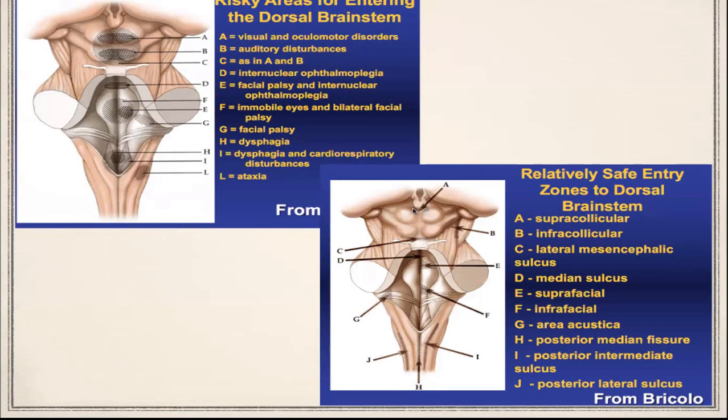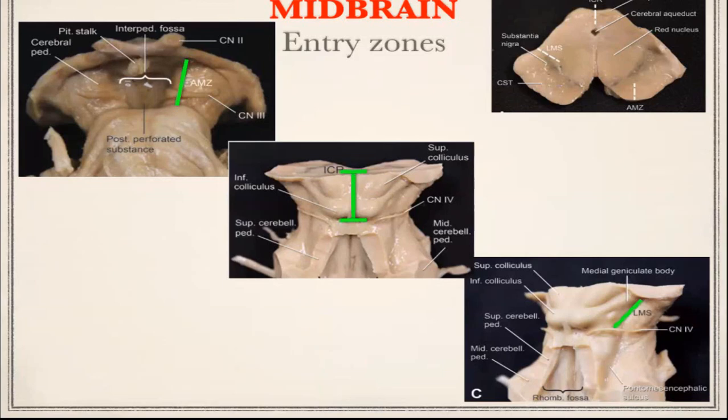For example, supracollicular, infracollicular. As I will show you later, this is midline sulcus here. A very safe one is the lateral mesencephalic sulcus. Then you've got the suprafacial triangle, and you've got the infrafacial triangle. And you've got the sulci in the medulla. I'll go over this section by section. I've colored in green what is probably safe in general. You will see why I'm trying to be vague, because it's not always true.